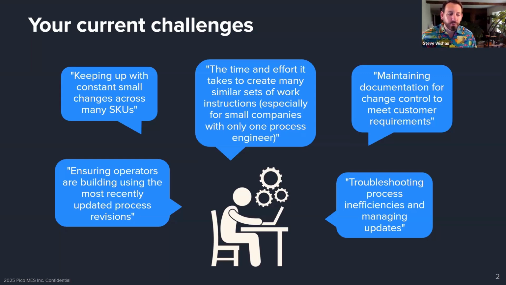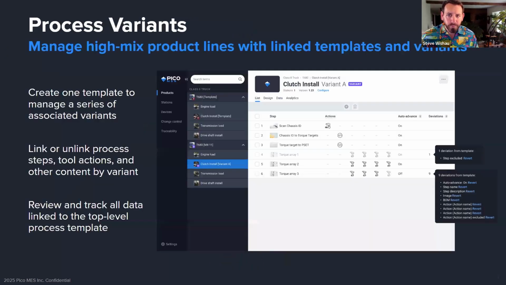Not just the high level of part numbers, but making sure we're building with the right level of content along the way. So a lot of our content today is going to be talking about process variants, just to give you a high level of what we'll be talking about from the Pico side. We want to manage those high mix product lines with a linked set of templates and variants. So essentially what we'll be going through is the standardization of: here's this main part or product I'm building. This can be as simple as a specific process that's happening on one station. And we want to make sure we have everything linked together.